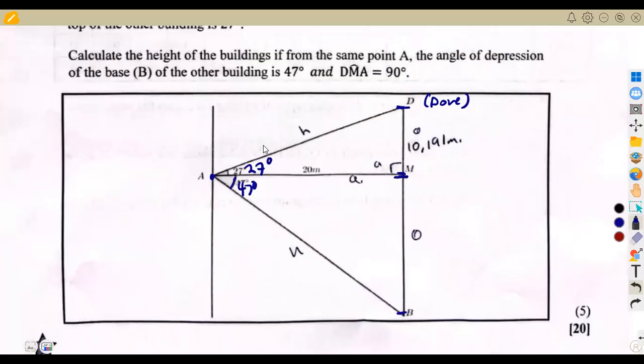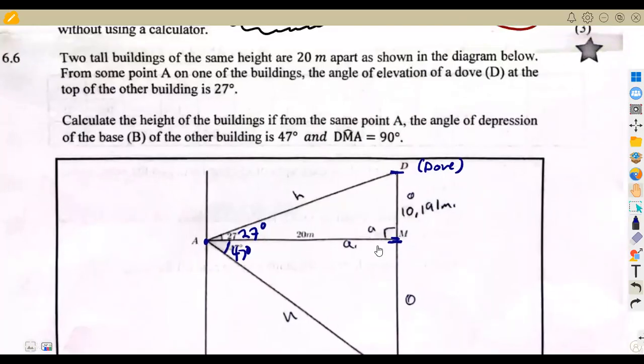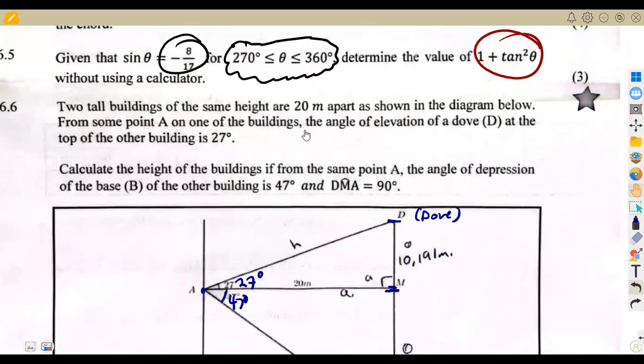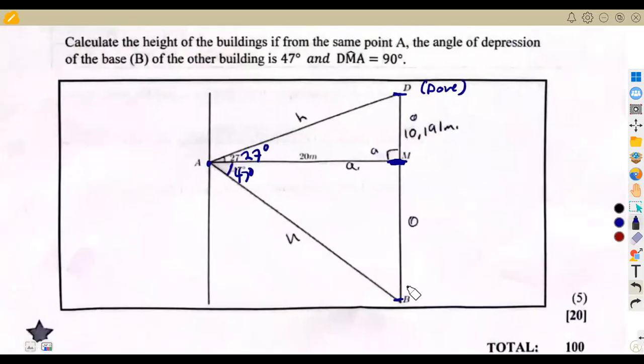In actual sense, this one is a wrong statement, because here they're saying calculate the height of the buildings. The first building that we have, we can see it because they're saying there's a dove at the top of the other building, 27, meaning it's limited to this point. This is the height of the building. The second one is limited from the bottom, the base, up to the top, which is M to B, or BM. So these are the two buildings that we consider, from M to B, and from D to M, another height of the building.